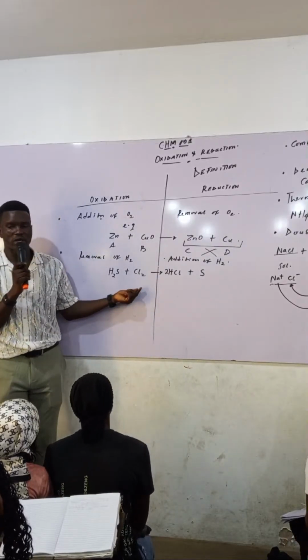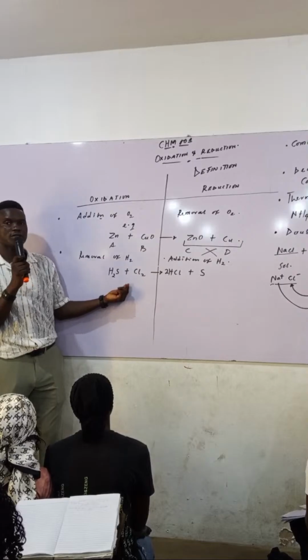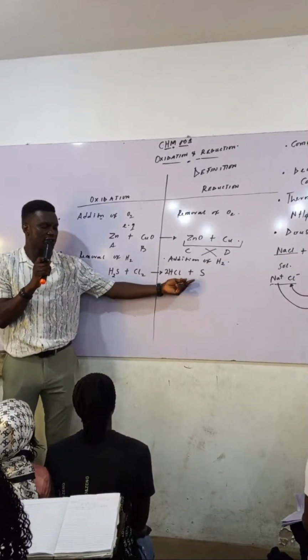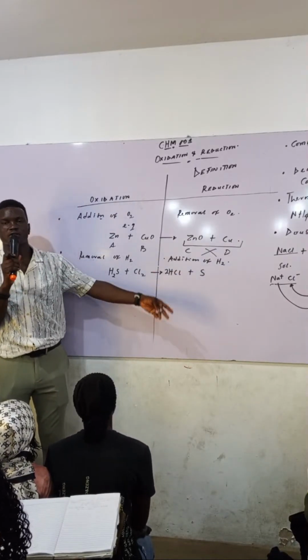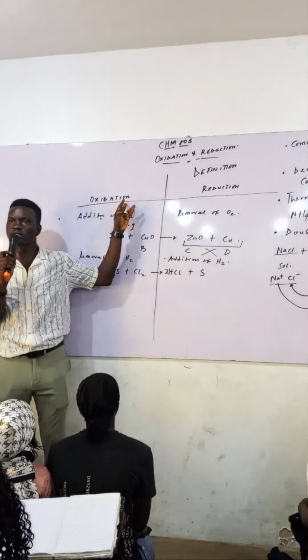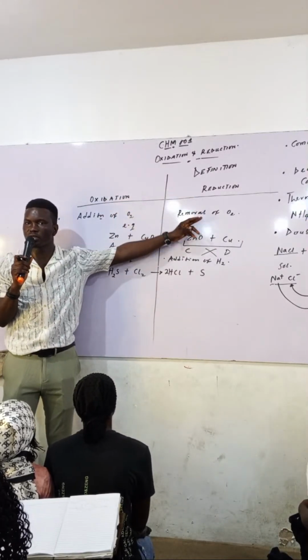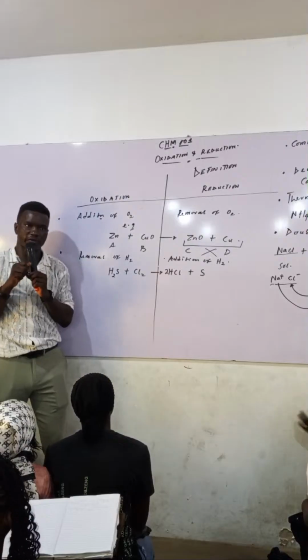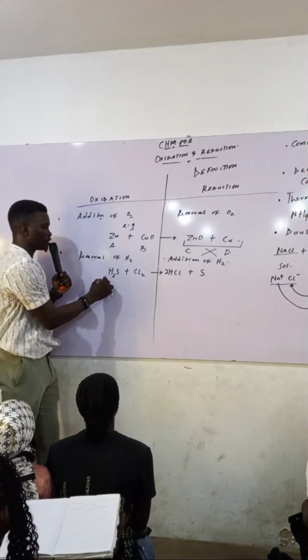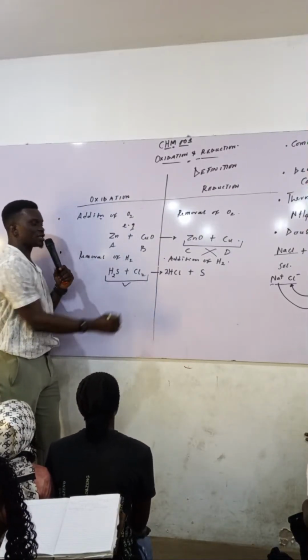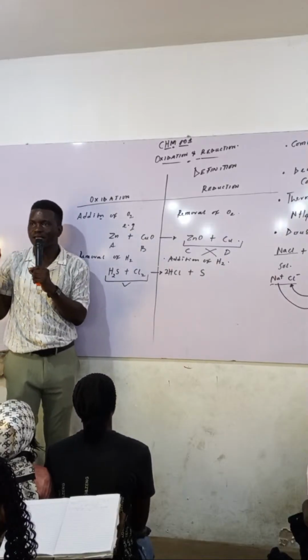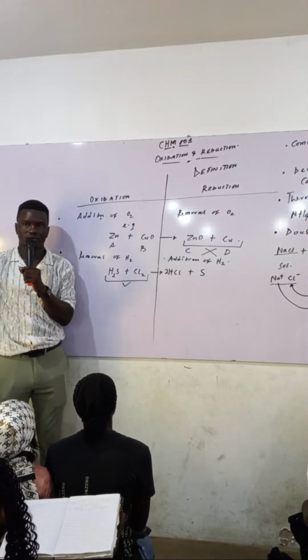Now, from what we have here, H2S plus Cl2 to give you HCl plus sulfur. If I ask you which one is undergoing oxidation and which one is undergoing reduction, I told you something from the start. Your answer is always at the reactant side. Don't look at the product at all.